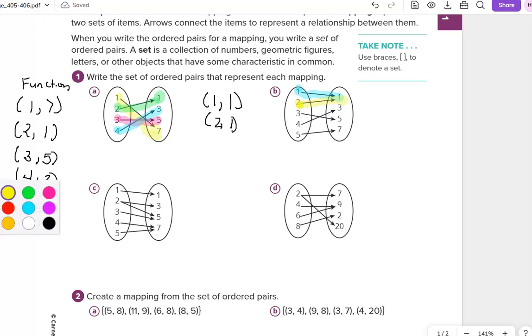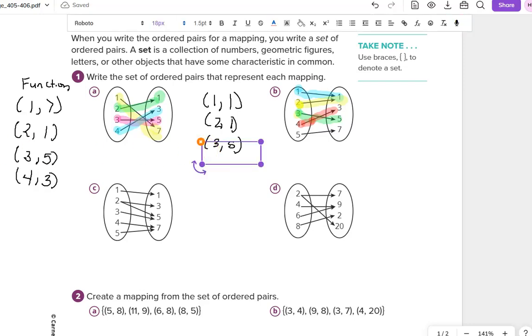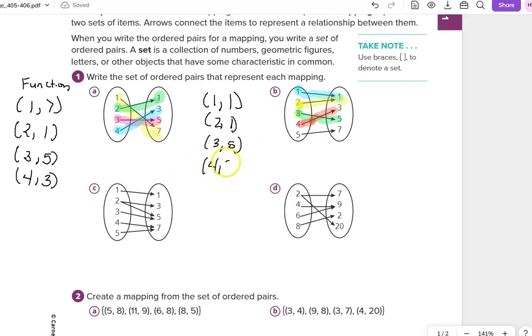Okay, now I'm going to go to my next number, which is 3. Oops, let me change the color. I'm now going to follow my 3 to 5. So I know that when my input is 3, my output is 5. I'm then going to follow 4. And when my input is 4, my output is 3. And then I have one more. I'm going to follow 5, and I'm going to go across to 7. So when my input is 5, my output is 7.